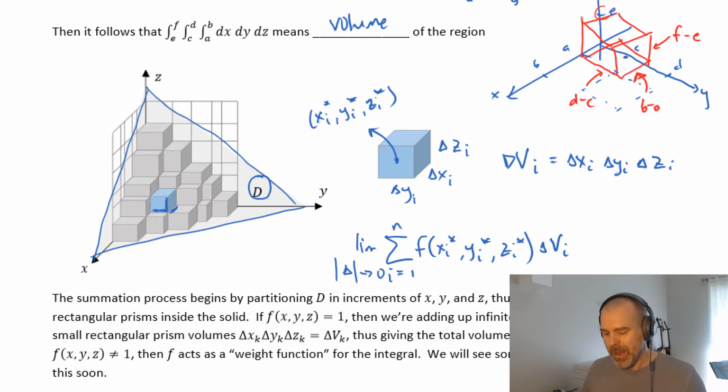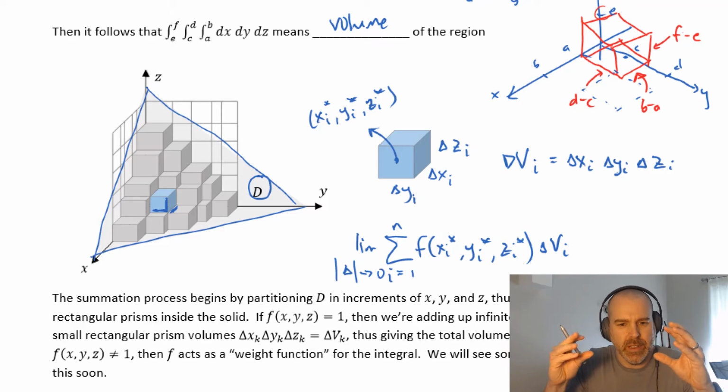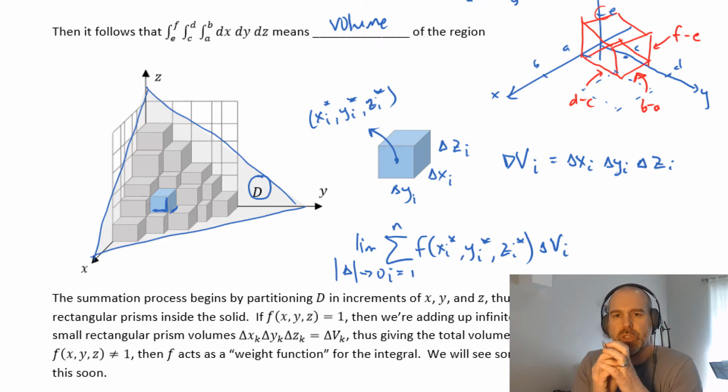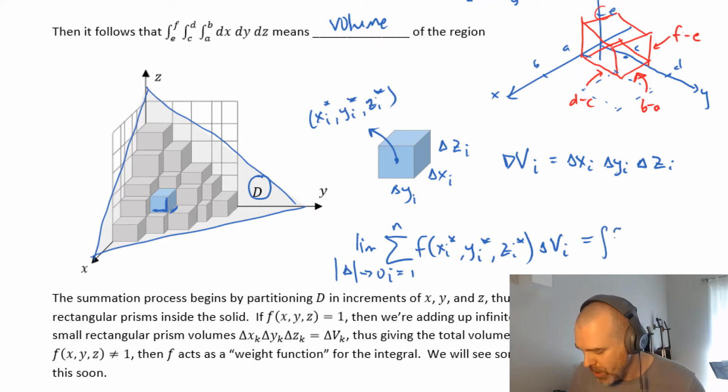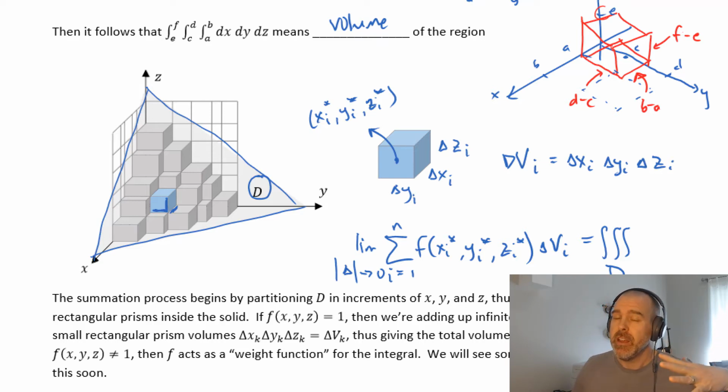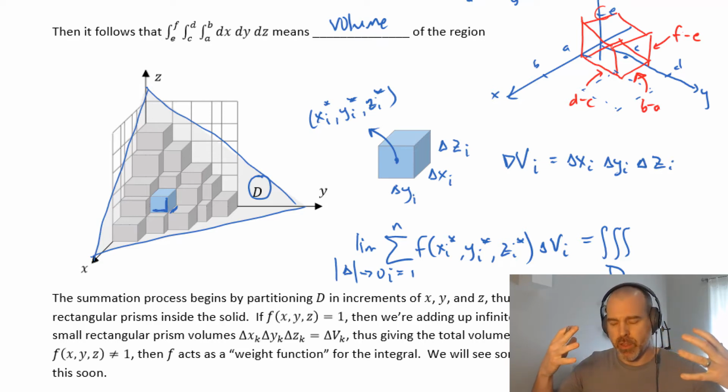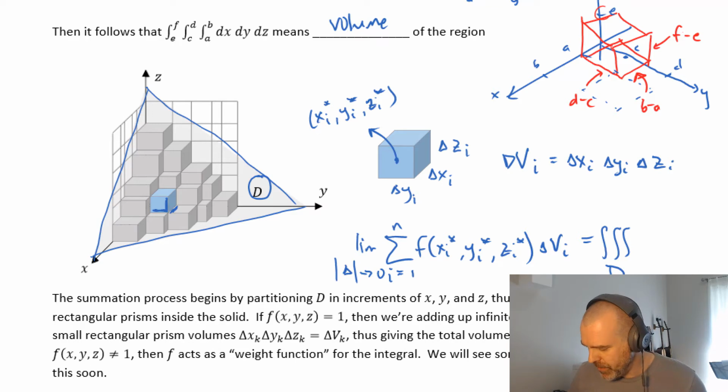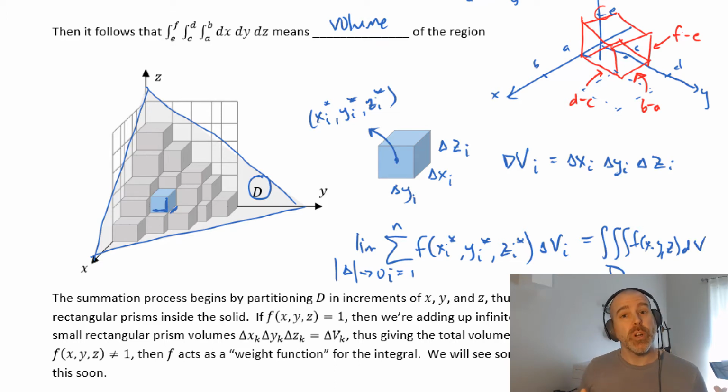That's called the norm. I think we've talked about this before, but that's just representing the largest one. So as the volume of the largest box goes to 0, what we would get is a triple integral over the region D. It's not R now, it's D, a different letter because it's representing 3 dimensions, of the function f of x, y, z dV. And that's what a triple integral is.